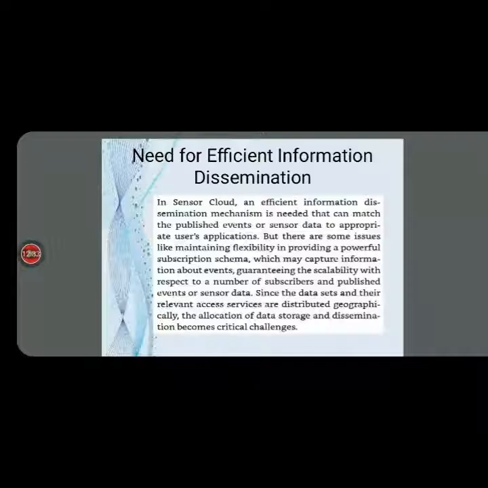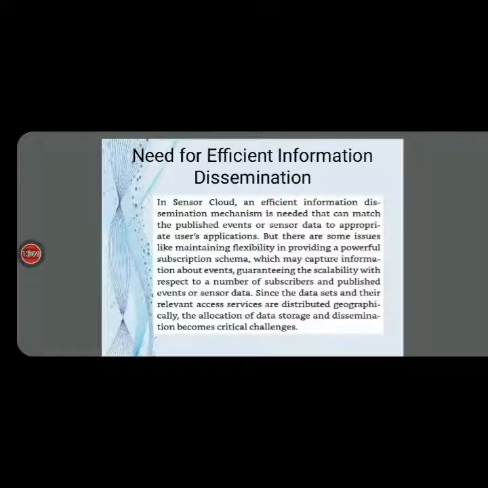But sometimes it takes issues, like maintaining flexibility. An efficient program may not be flexible and may not fit correctly. In a powerful subscription schema, we have seen many times it takes some kind of error, which may capture information about the events. So, guaranteeing the scalability with respect to the number of subscribers and published events or sensor data.